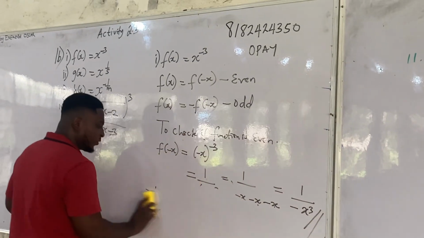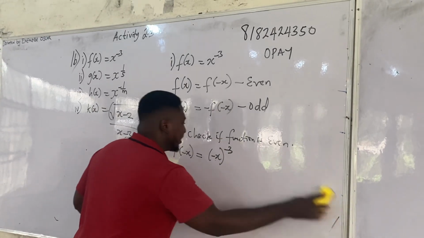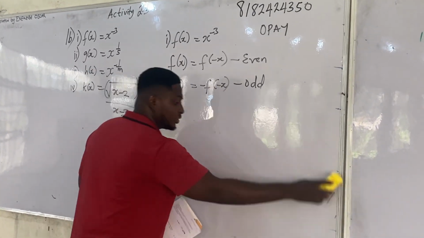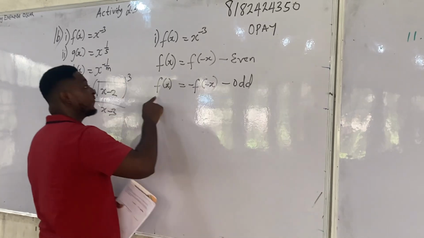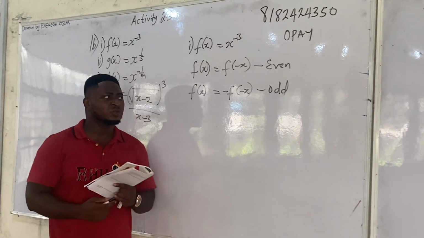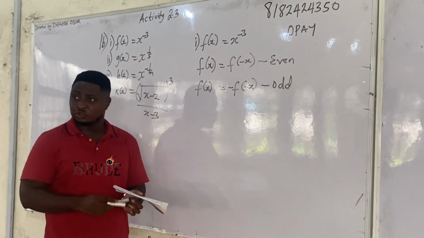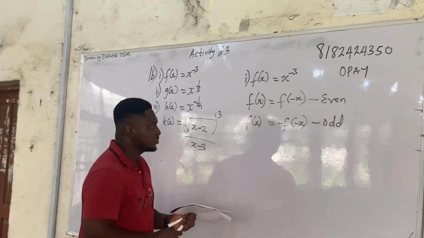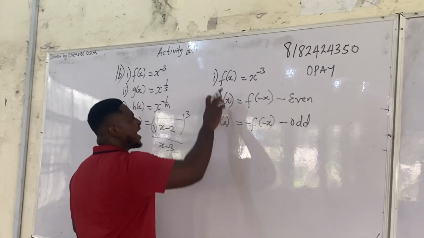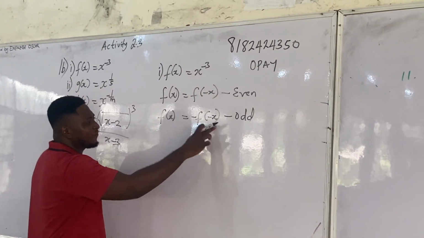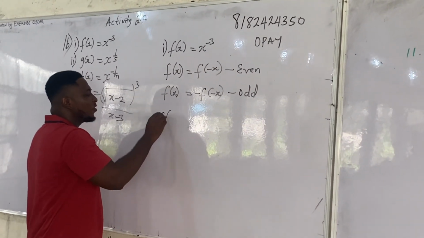Now, so let's find out if the function is odd. Now, we'll use the second criteria. For a function to be odd, f of x must be equal to minus f of minus x. Thank God we already have f of x. Let us just go and get minus f of minus x.